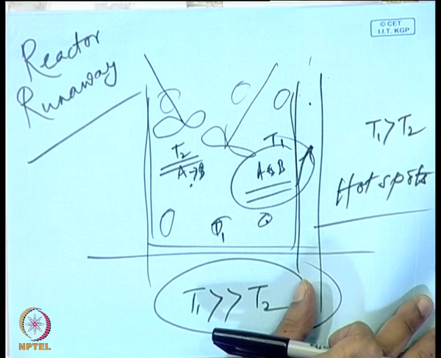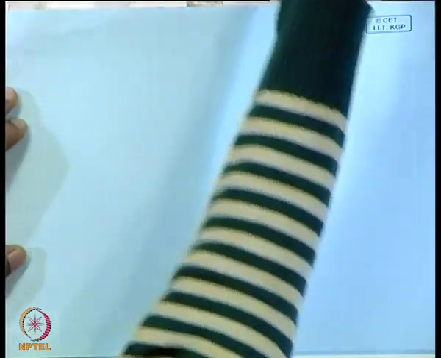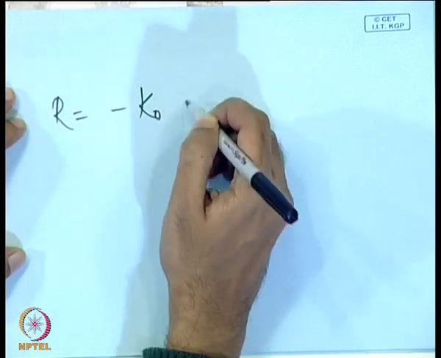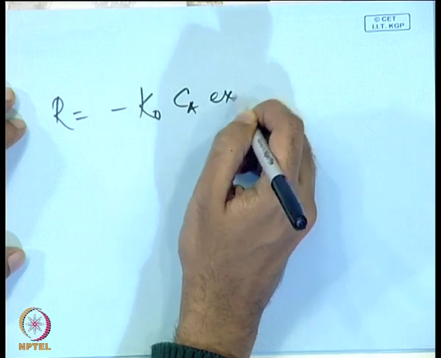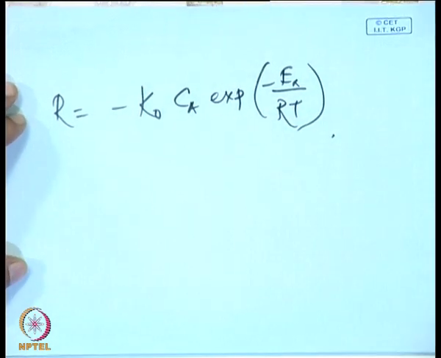So, let me go a little bit more into the detail at this point of time. If I take a reaction like this, okay, say R equals minus k naught Ca exponential minus E over R T. So, I take a reaction rate like this. Now, we thought about it practically, and we looked at the practical part of it, but one of the things we want to do is bring theory and practical things together.